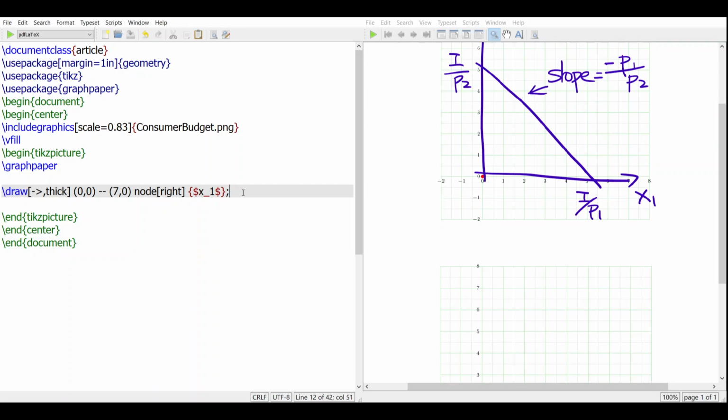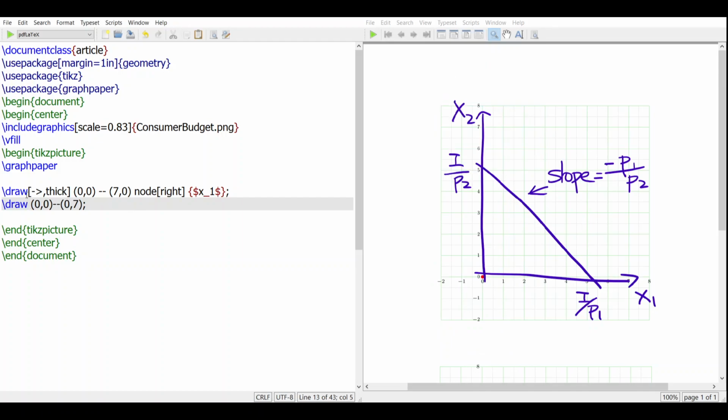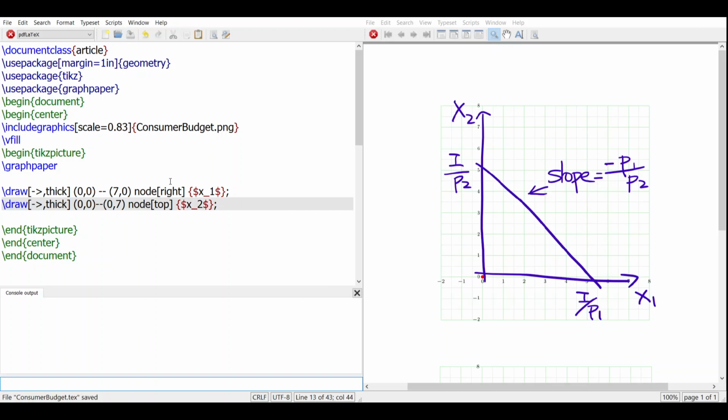The next one is we will draw the vertical line, which starts from 0, 0 up to 0, 7. Again we want to put the options into this square bracket. We want an arrow, and we want a thick line, and we have a node at the top, and we put in math here, x subscript 2, so we will draw the x2 axis here. So let's compile it.